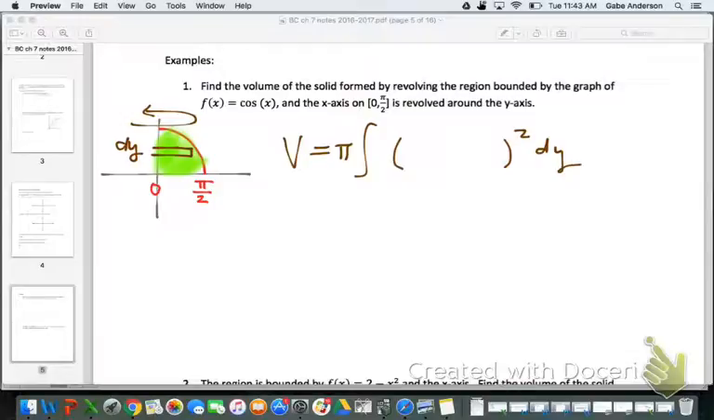So let's go ahead and fill in the limits of integration. If I'm using these horizontal representative rectangles, I'm going to be accumulating from bottom to top on this region. So what would be the low limit of integration? Like where would I start accumulating disks? 0. Where would I stop? 1. So integral from 0 to 1 gives me my starting point, right?